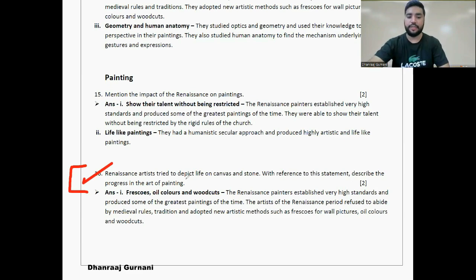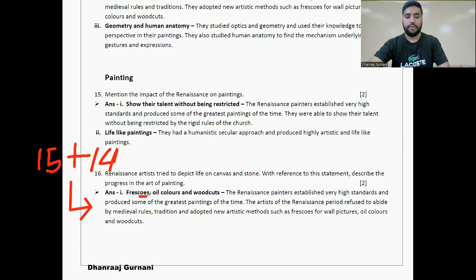Renaissance artists tried to depict life on canvas and stone. Now, this answer is a combination of questions number 14 and 15. You have already done this. We spoke about frescoes, oil colors, and woodcuts in the above point: that the painters and artists did not abide by the traditions and adopted new artistic methods like frescoes for wall pictures, oil colors, and woodcuts.